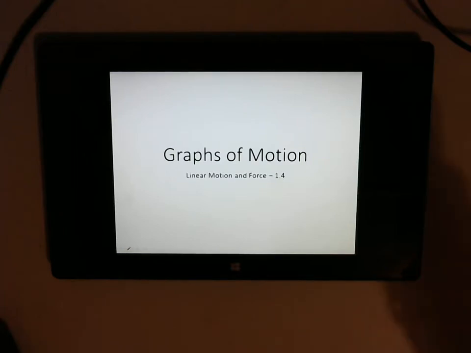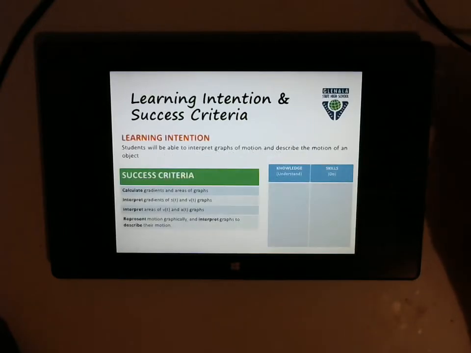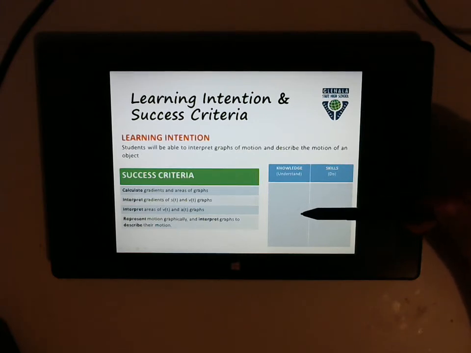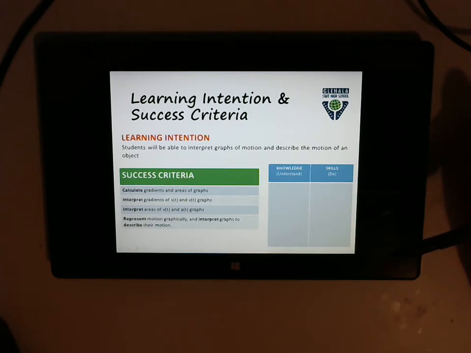Good day, welcome to Lecture 4, Graphs of Motion. Here is your learning intention and success criteria. Please complete your KS table. Pause the video while you complete this.